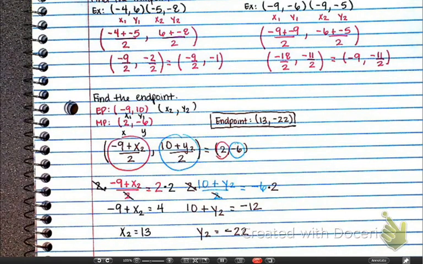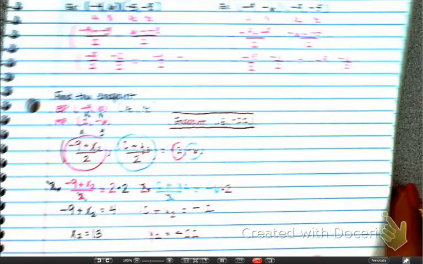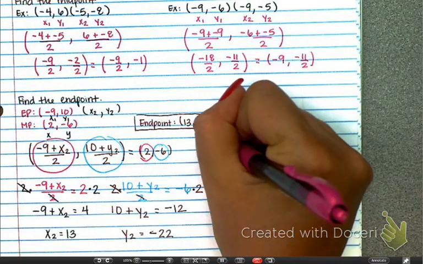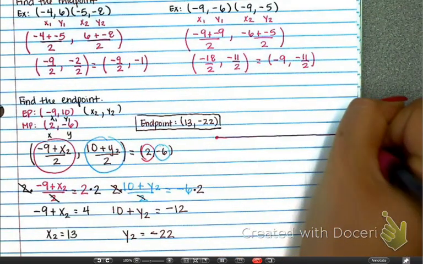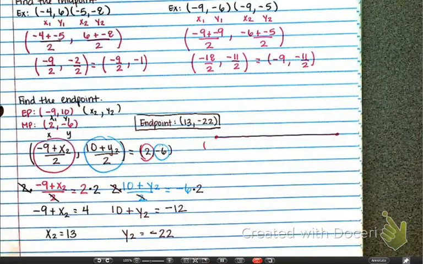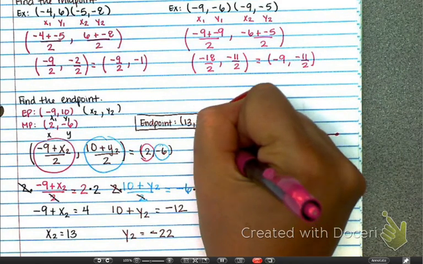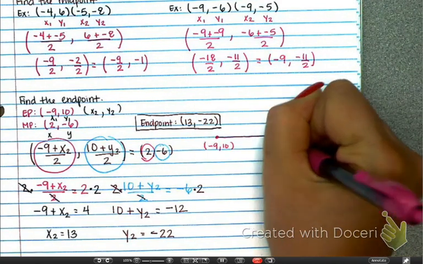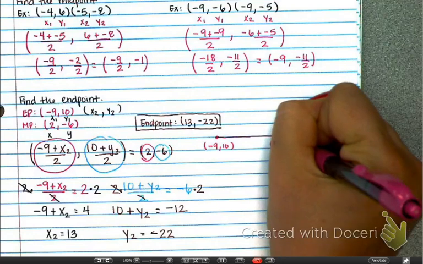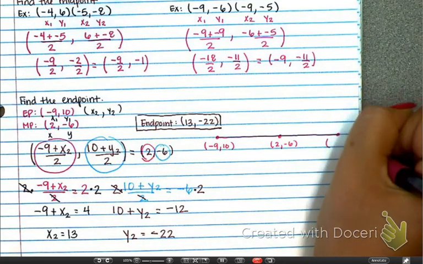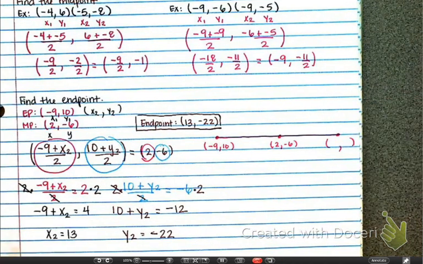That was not a lot of work, but it was some work. Okay, so that's the first way you can go about it. I think you're going to like the second way more. So you ready to see how the second way works? Okay, so I'm going to draw a segment. I know the endpoint is (negative 9, 10), and I know the midpoint is (2, negative 6), and I'm searching for the other endpoint. Do you agree with that?